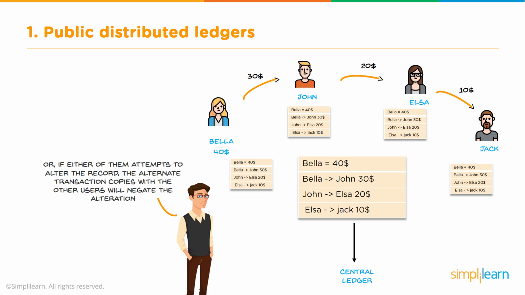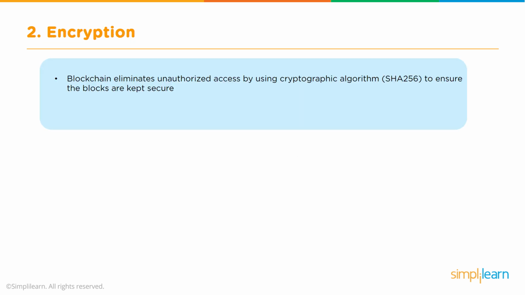They will negate the copy of the user and they will rectify it. Encryption. Blockchain eliminates unauthorized access by using the cryptographic algorithm SHA-256 to ensure that the blocks are kept secure. So SHA-256 is the cryptographic algorithm which is used.